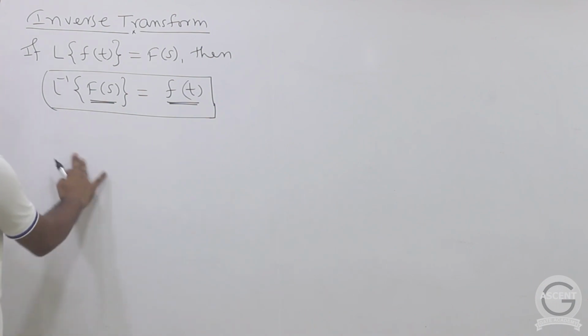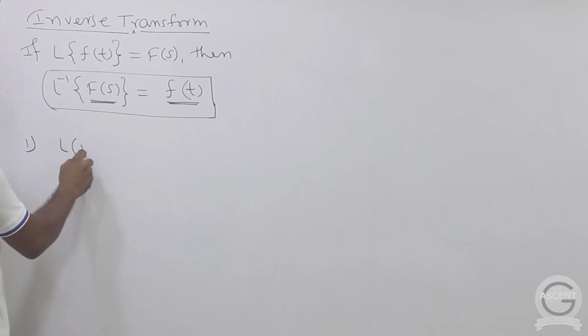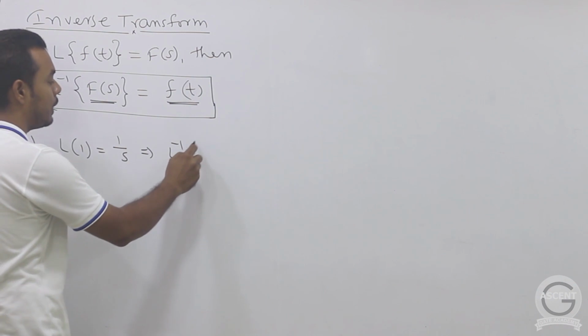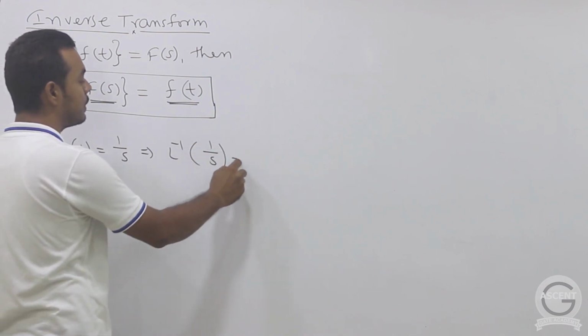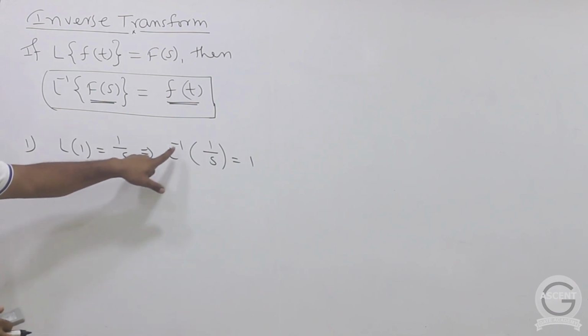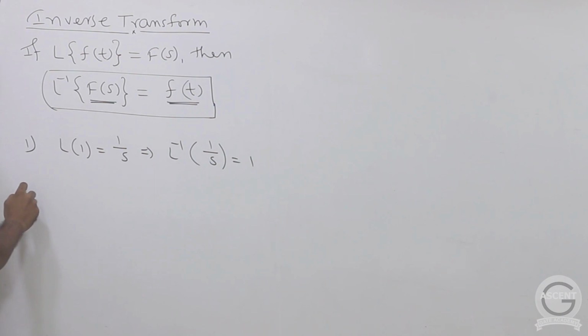So here again we are going to see a total of 7 formulas. The first one is, we all know that Laplace transform of 1 is 1/s. So this will mean inverse transform of 1/s will be 1. So this is our first basic formula.